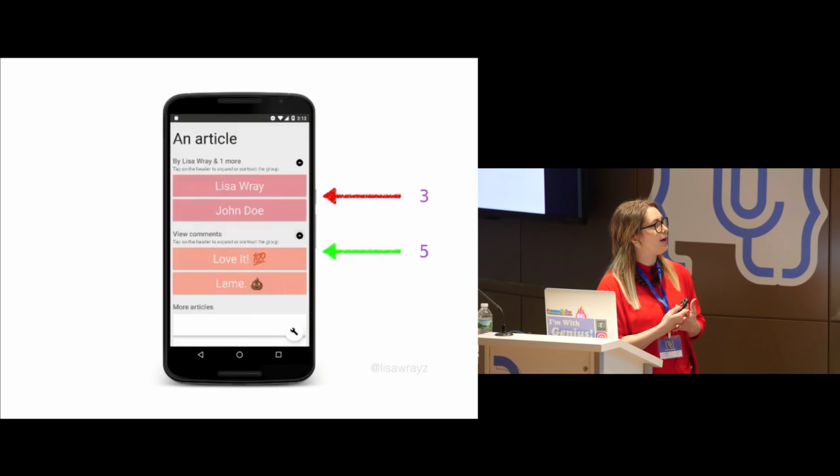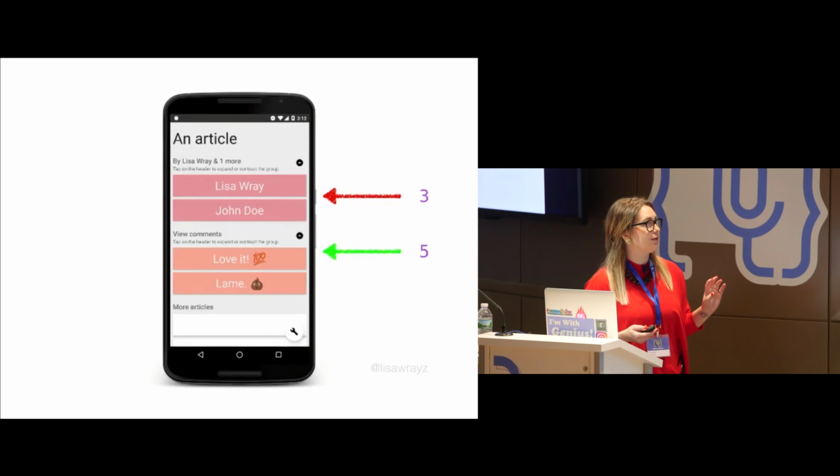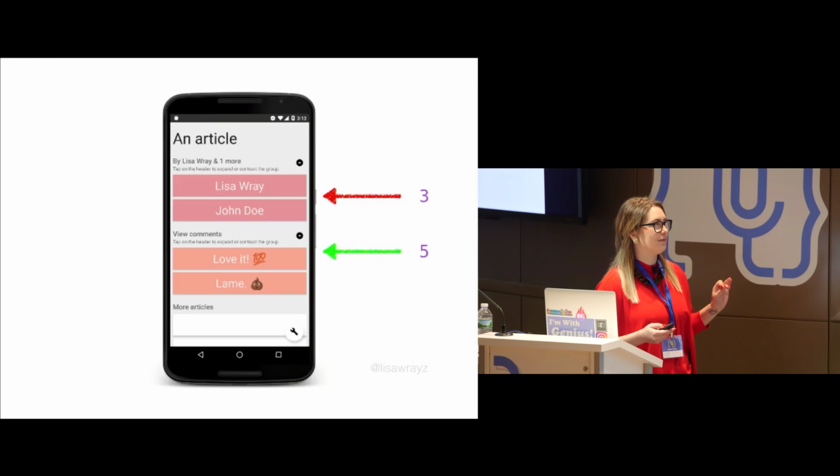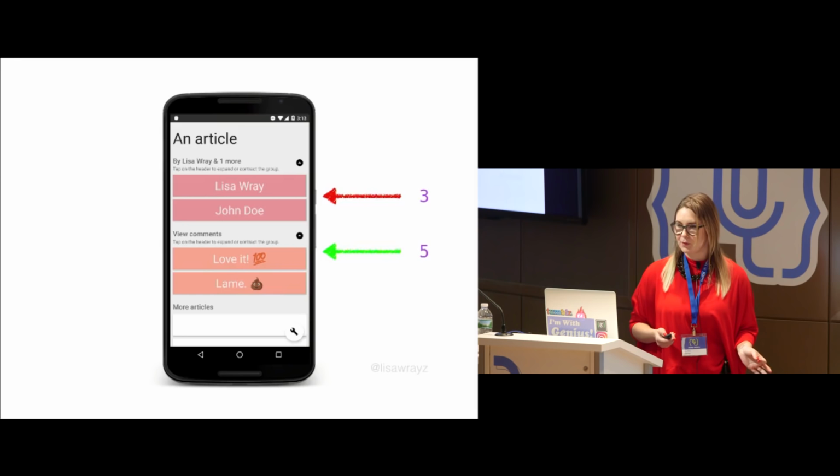So the moral of the story is, holding onto the adapter position of a view at any time, anywhere, will screw you. In the view holder, in the list, in a listener, if you hold onto it, you're doing it wrong. It may not bite you now, but it will bite you later. Probably in production.